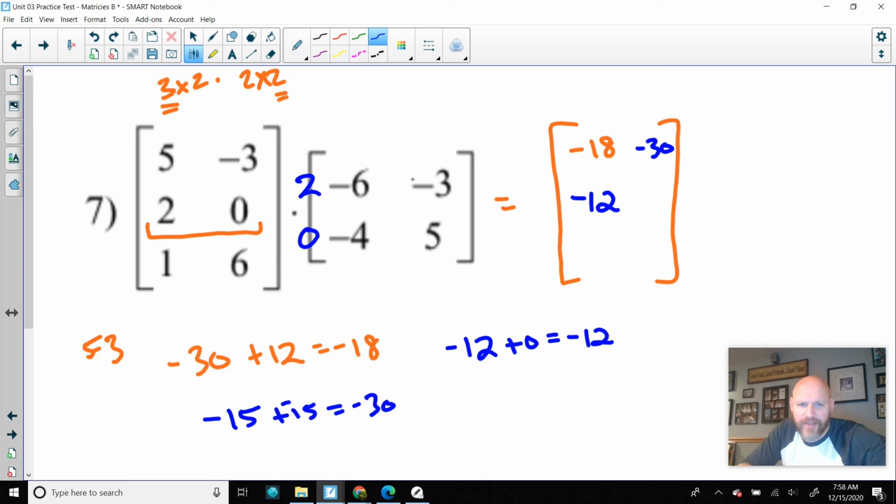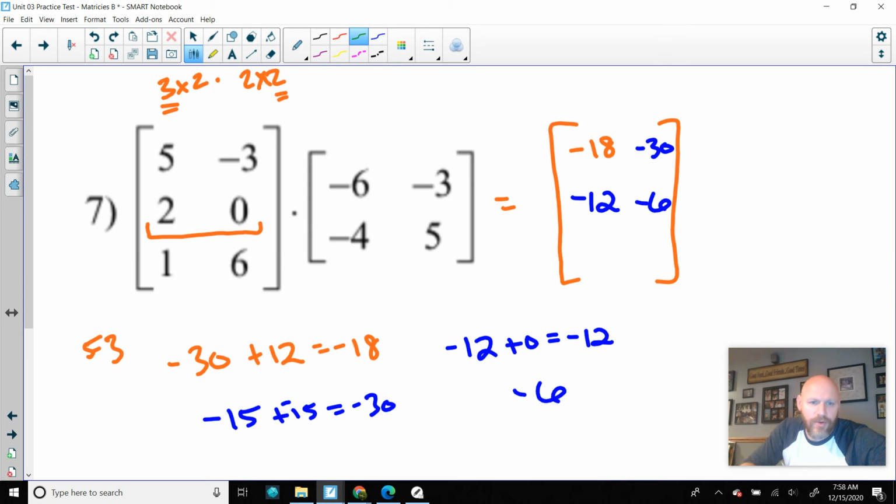Let's go ahead and multiply the next one. We're going to have a negative 6 and a 0, which is a negative 6, and that would be second row, second column. So that one happened pretty fast. 2 times negative 3 and 0 times 5. Works out nice that way.